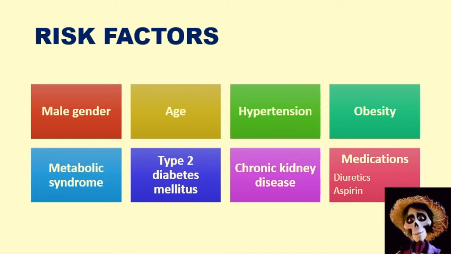Medications. So you have your diuretics and then you have your aspirin. Diuretics and aspirin are medications that are known to increase your blood uric acid. Okay, meaning they prevent the elimination, or they prevent the excretion also of your uric acid. So for that reason, they are usually not given for a patient with uric acid problems.